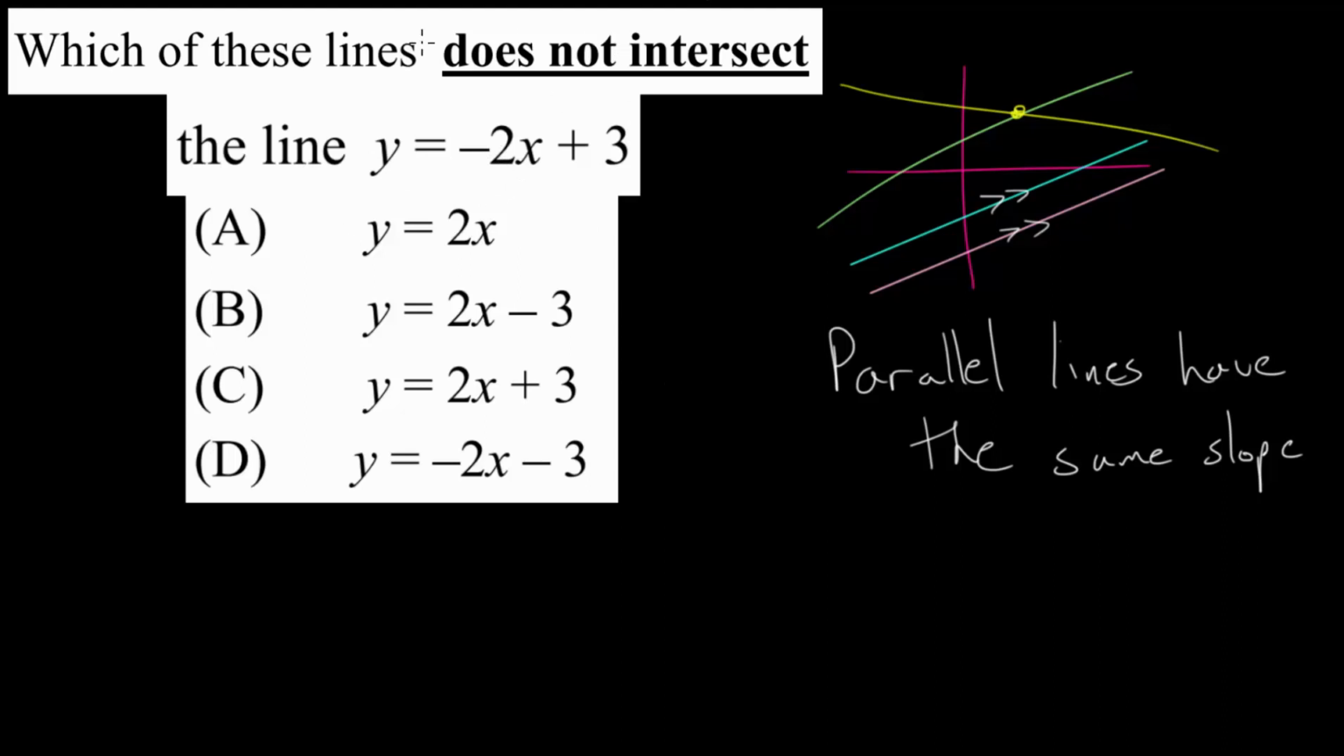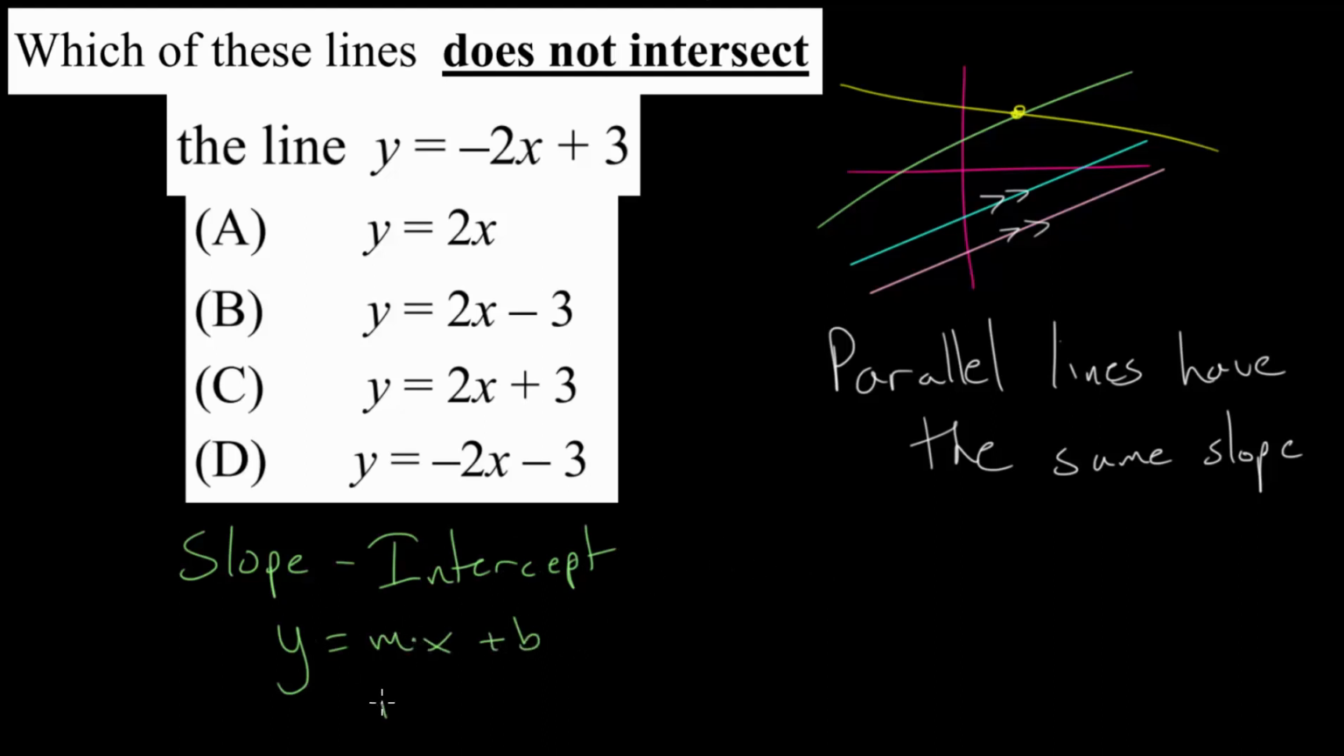This line is written in slope-intercept form. Remember that slope-intercept form is generally written as y is equal to mx plus b, where m, the coefficient on x, is the slope of the line, and we don't need it, but b is the y-intercept. It's when the x value is equal to 0.